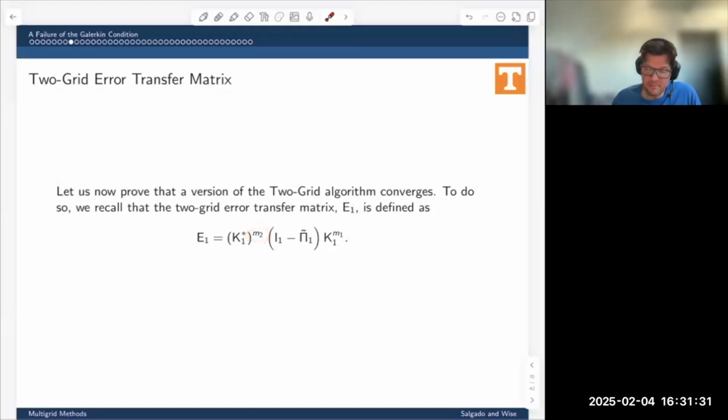And if you remember, you may have to search the cobwebs of your brain to recall this, but my 2-grid error transfer matrix is just this product matrix, the product of the error transfer for the pre-smoothing step, error transfer for the coarse grid Ritz projection step, which is no longer a projection though, times the error transfer for the post-smoothing step. And so for this object, if we want to prove that the 2-grid method converges, we've got to show that this guy contracts in some norm.